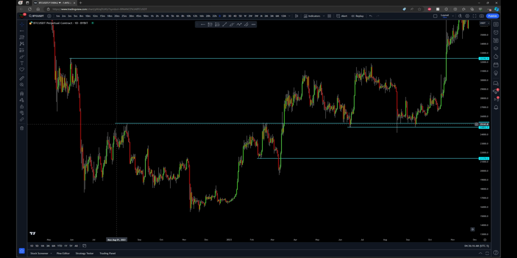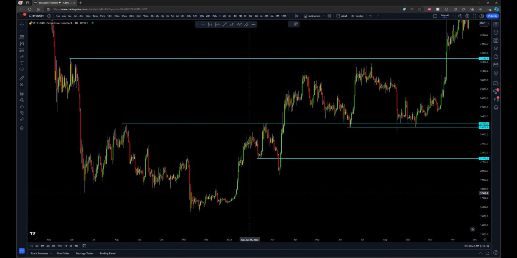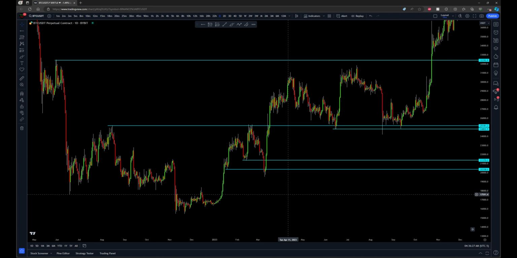So we have our first significant high right here. We have our significant low right here, and a less significant low, but still a low here, below the pullback. So it's just a pullback within a trend. This significant high over here is taken out.